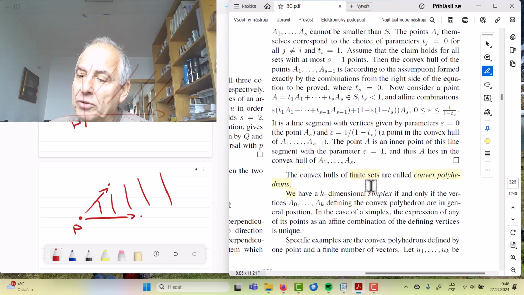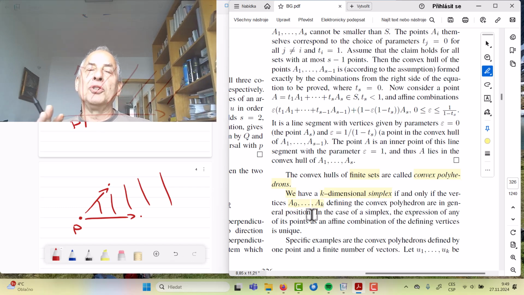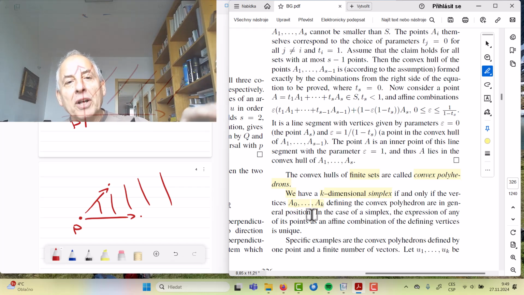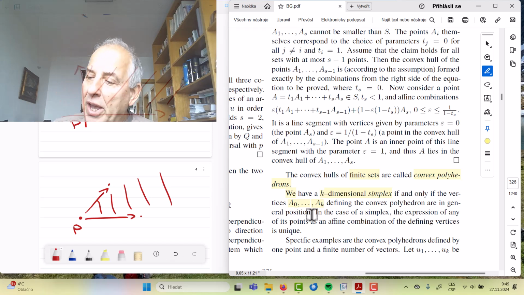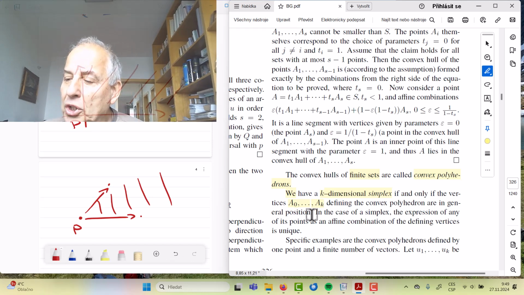The convex polyhedron obtained from a finite set will be a k-dimensional simplex if and only if the defining points are in general position, right? So you see that if we just restrict ourselves to points in general position, which is an open condition, then if it's in general position, a small change doesn't change it. On the contrary, if you have points not in general position, then the smallest deviation already allows you to make it in general position. So you get exactly the simplices.